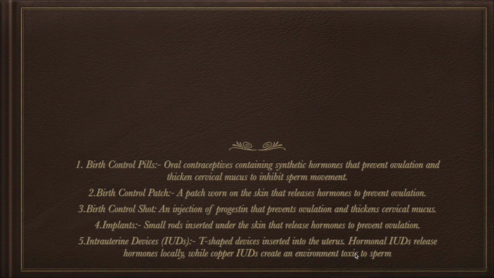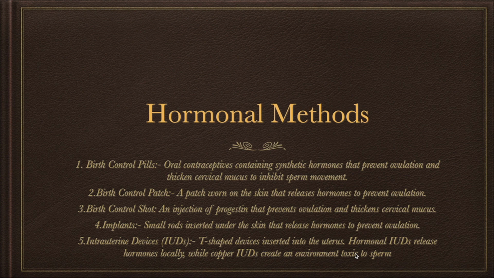Hormonal methods include birth control pills, the birth control patch, the birth control shot, implants and IUDs. Birth control pills are oral contraceptives containing synthetic hormones, and they thicken the cervical mucus. The patch is worn on the skin and releases hormones to prevent ovulation. The birth control shot is an injection of progestin that prevents ovulation and thickens the cervical mucus. Implants are small rods inserted under the skin that release hormones to prevent ovulation. And intrauterine devices are T-shaped devices inserted into the uterus of the female; hormonal ones release hormones locally, while copper ones can create an environment toxic to sperm.